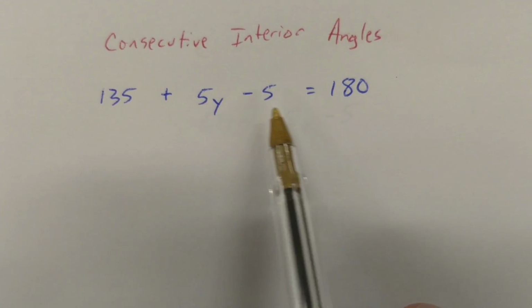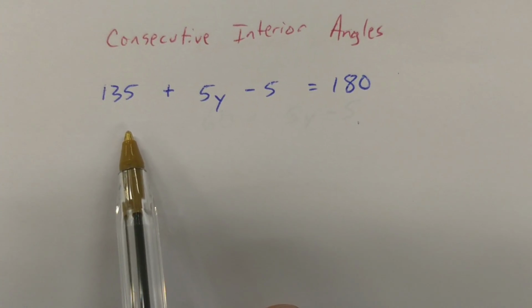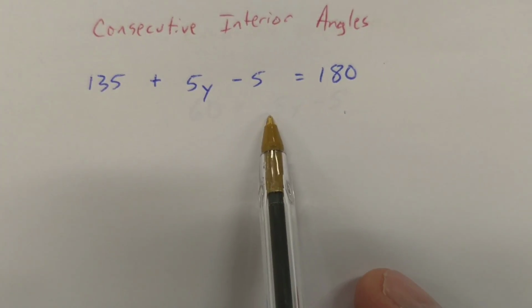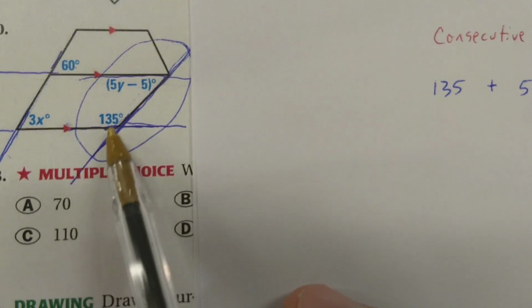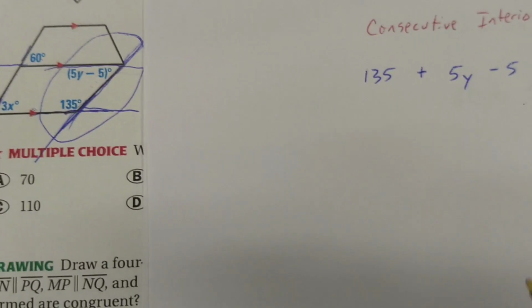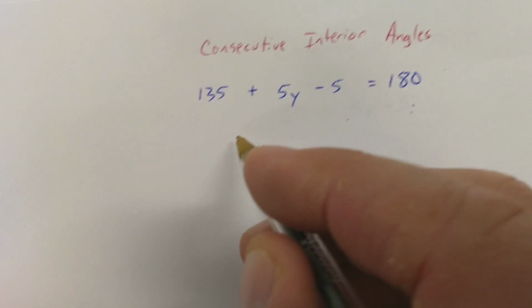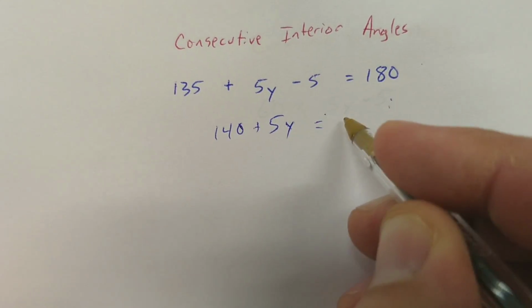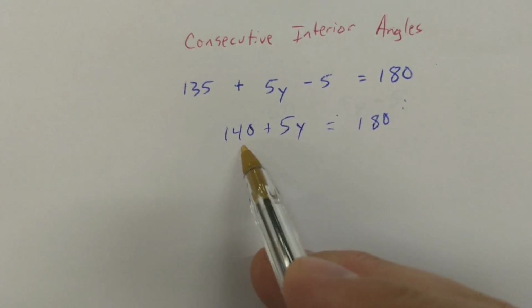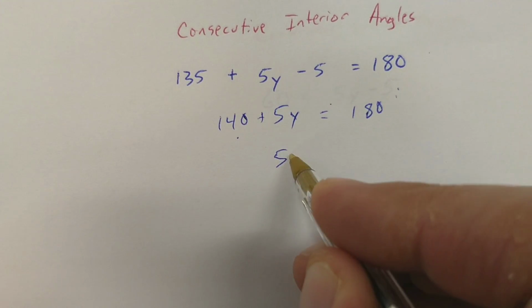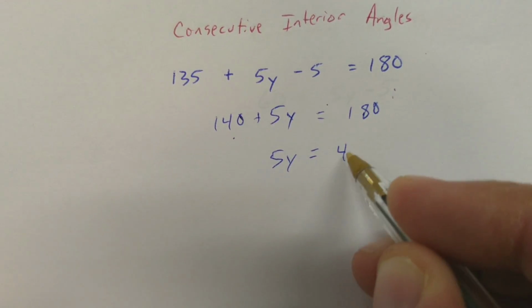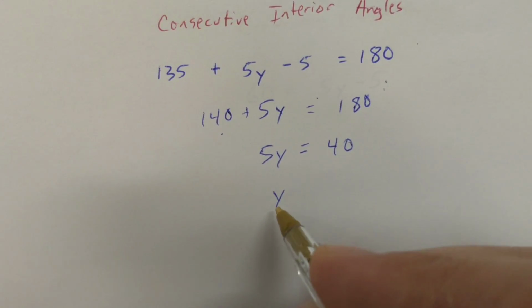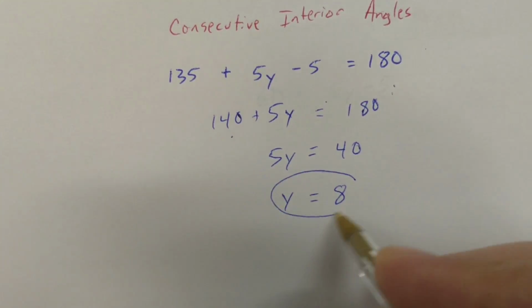Consecutive interior angles have to add up to 180. So that 135 and the 5y minus 5 add up to 180. I'm getting that from this. Okay, then you can combine like terms. So 130 plus your 5y is going to give you the 180. Let's get rid of the 130 from both sides. That would leave me with 5y, that would leave me with 50. Divide by 5, and y is going to be equal to 10.